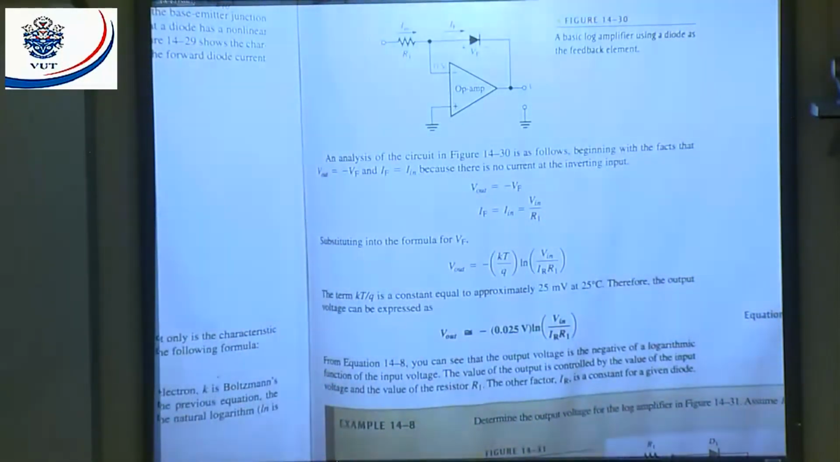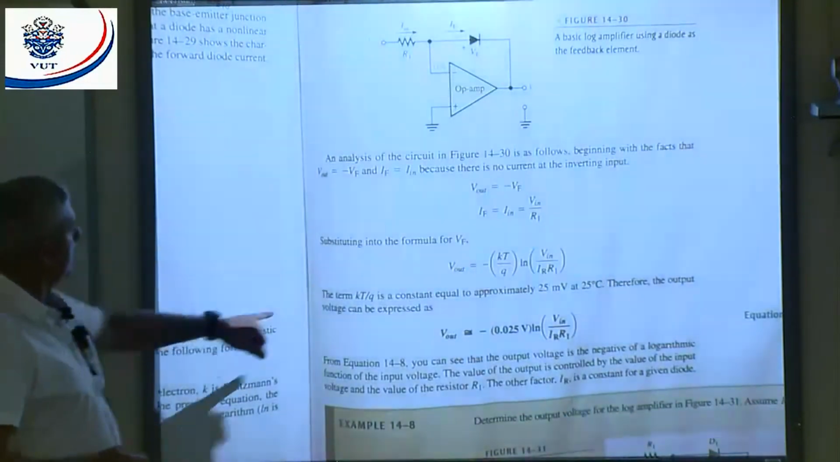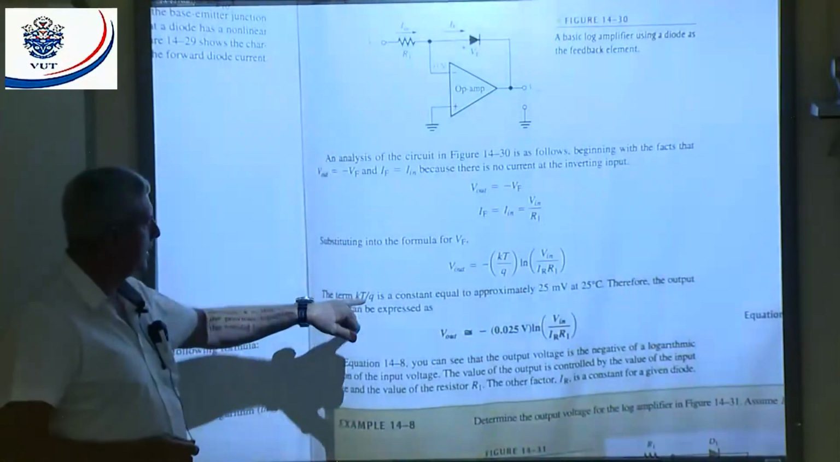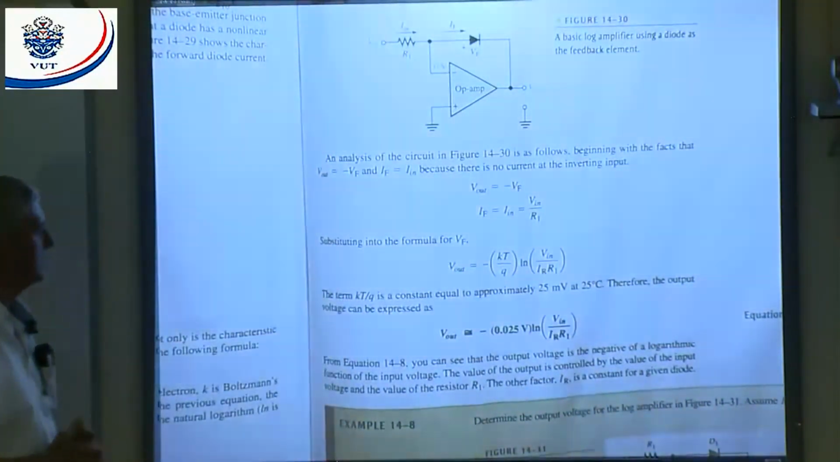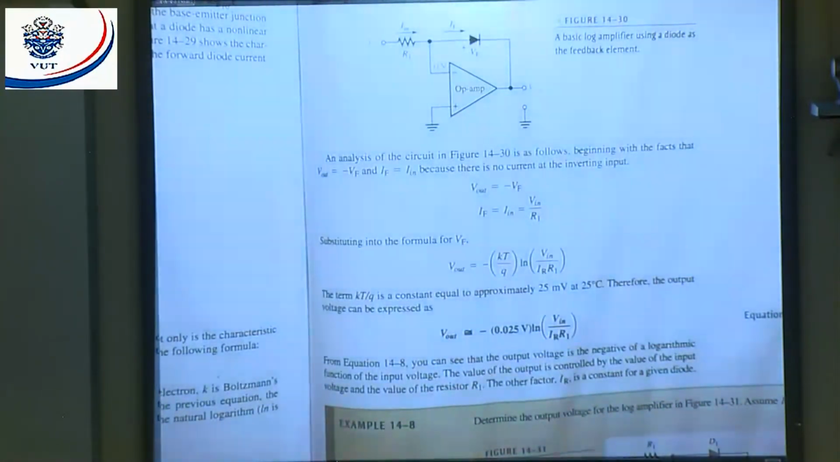Now they say substituting for VF into the formula, then I can say VR is equal to minus kT divided by q, ln of Vin divided by IR times R1. And then they give us the term: kT divided by q is a constant equal to approximately 25 millivolts at 25 degrees Celsius.